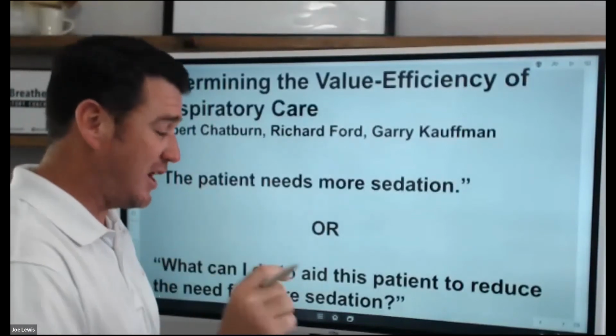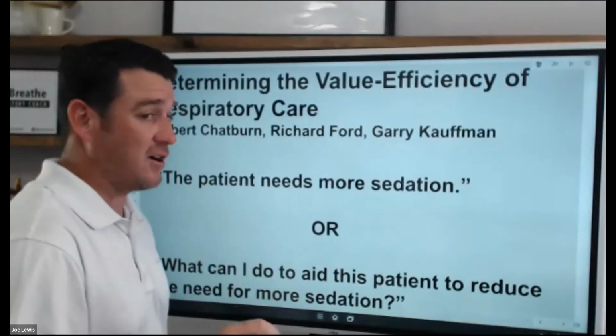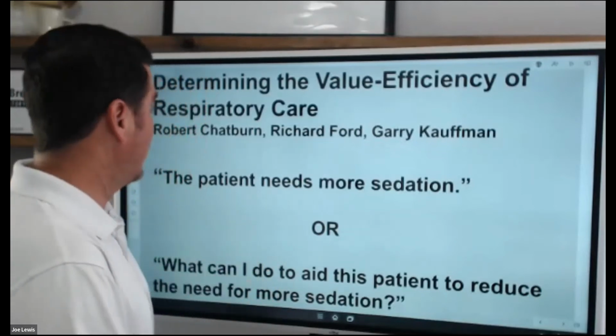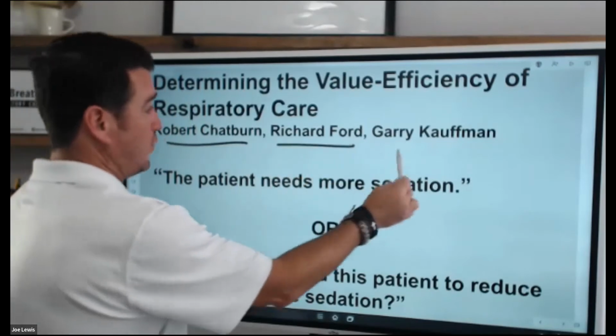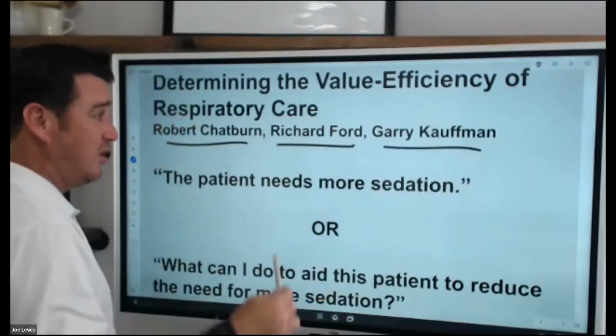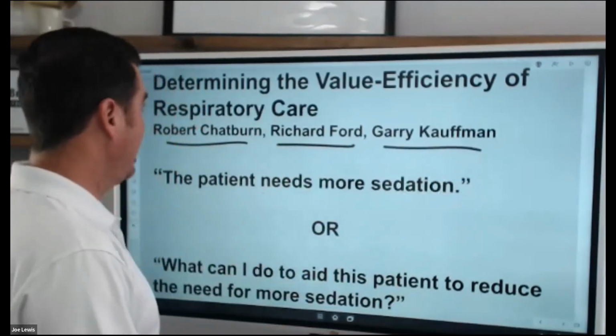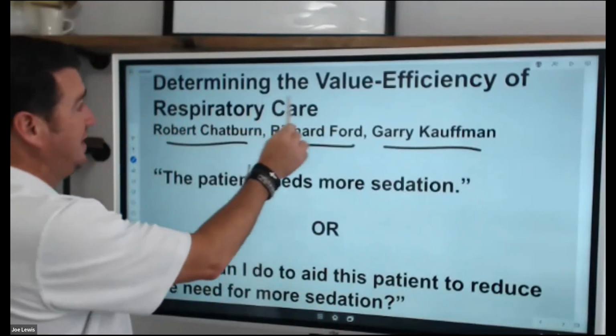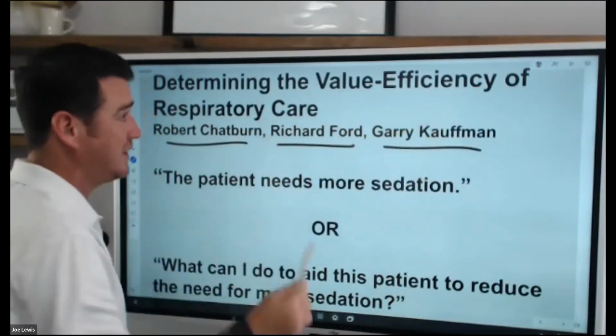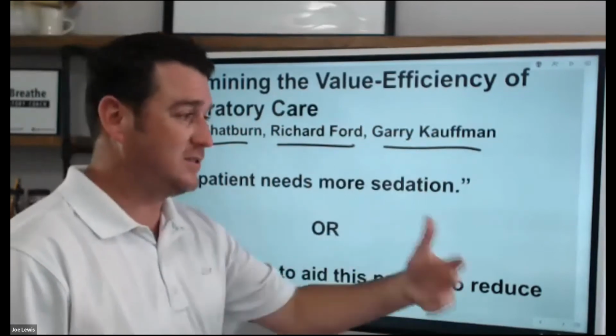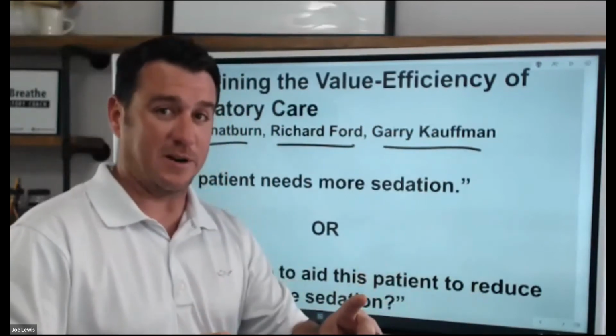And not only am I asking that question, but there was an article that came out in either the September or the October journal of the AARC Respiratory Care Journal, written by Robert Chatburn, Richard Ford, Gary Kaufman. If you know those 3 names, you know these are leaders in our industry. The title of this article was Determining the Value Efficiency of Respiratory Care. Now, how is this going to play into this whole conversation? Give me some time and I'll make it make sense.